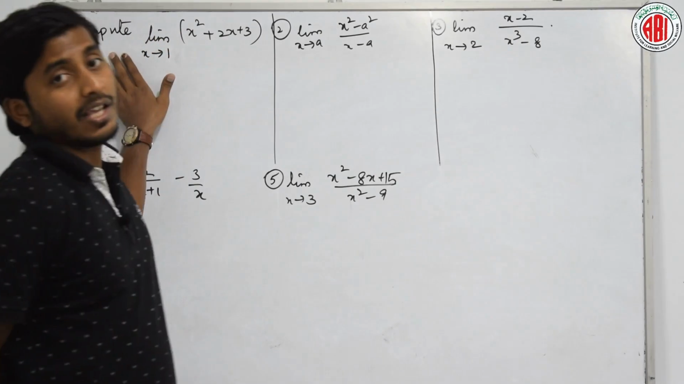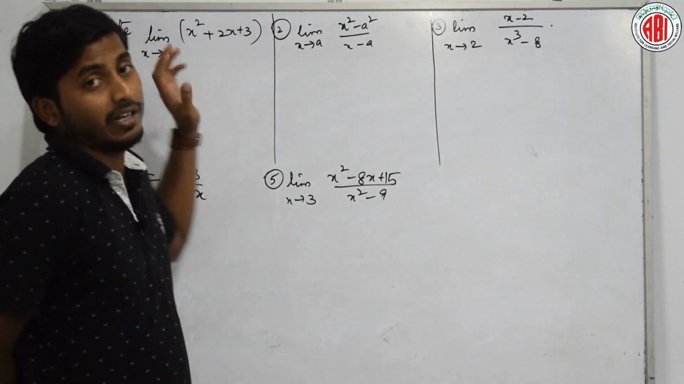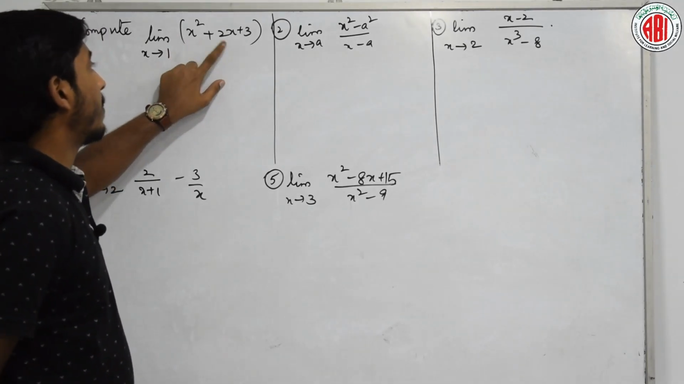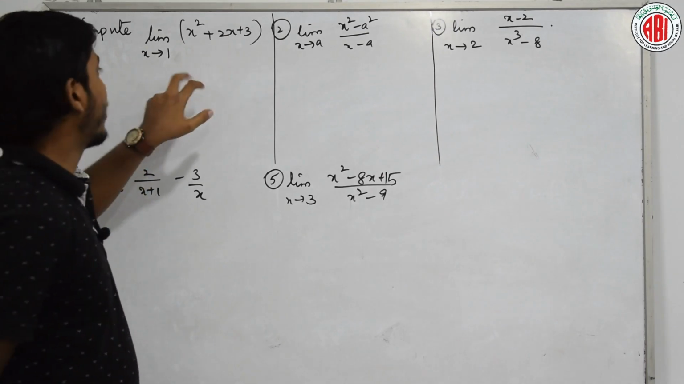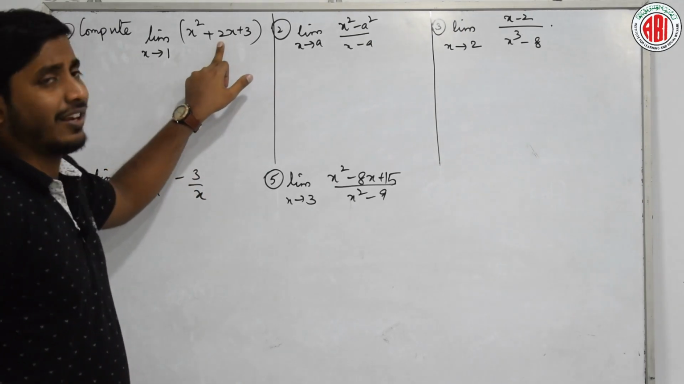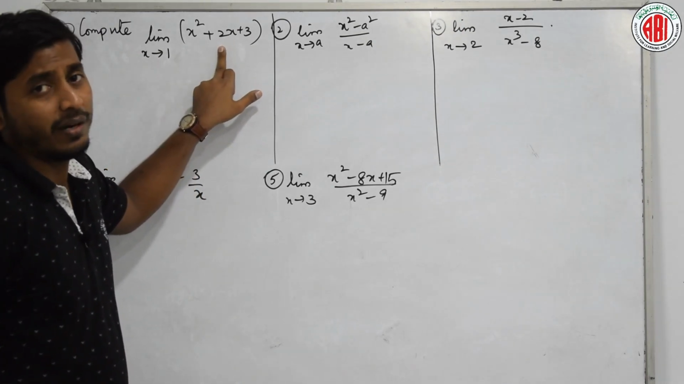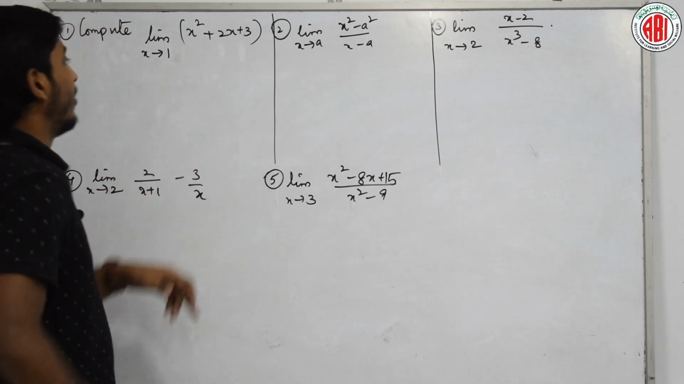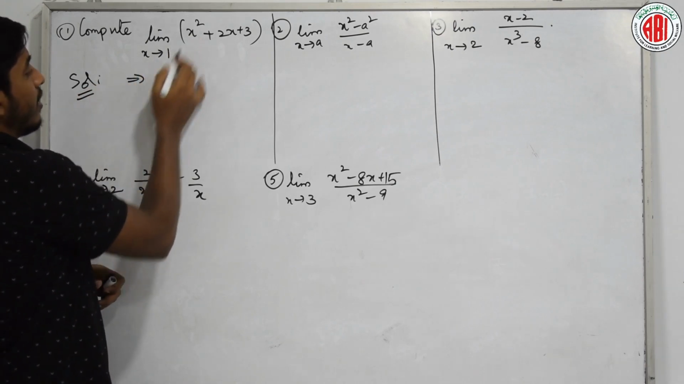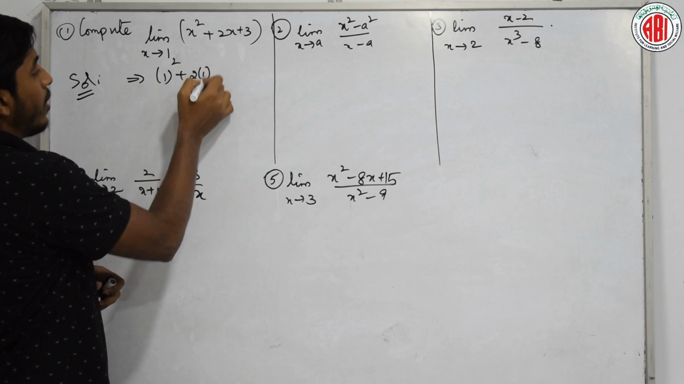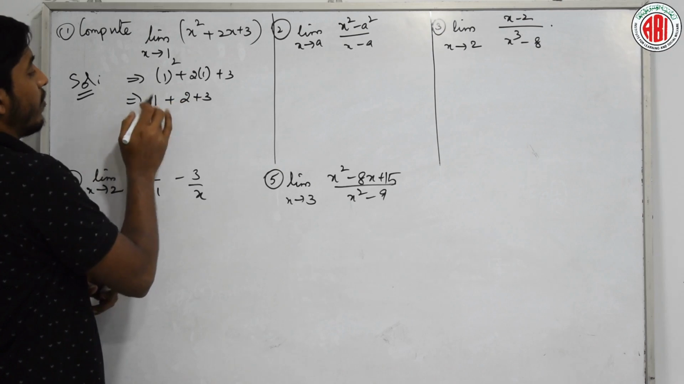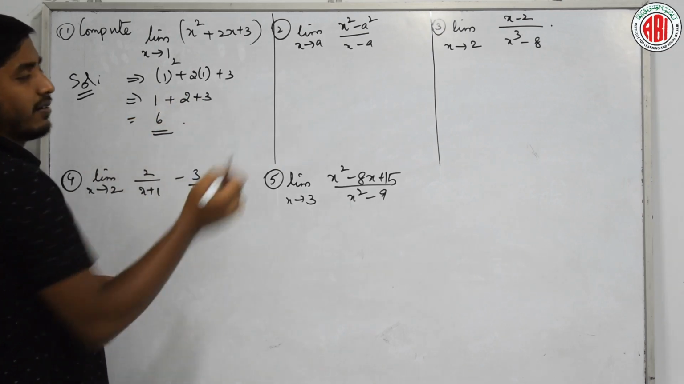See here, whatever he tells, he always tells you to find, either compute or evaluate. Okay? Look at the first question. Limit x tends to 1, x square plus 2x plus 3. Check whether if you substitute 1, is there any chance of getting 0 by 0 or infinity by infinity? However, there is only a numerator. There is no chance of getting a denominator, right? So, let us directly substitute the value in it. Solution is 1 square plus 2 into 1 plus 3. 1 square is 1, 2 into 1 is 2, plus 3. 1 plus 2 is 3, 3 plus 3 is 6. This is the answer. Clear?